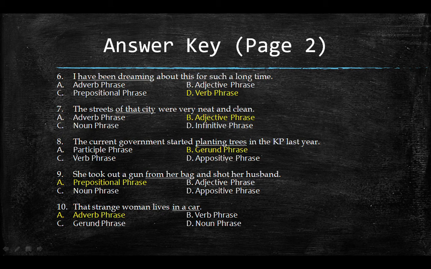Number 2, I've been dreaming about this for such a long time. Have been dreaming, only one option is possible. It's a combination of main verb and helping verb, so it's verb phrase.